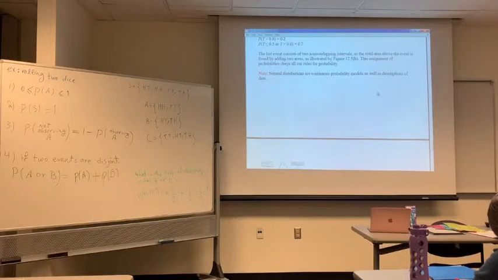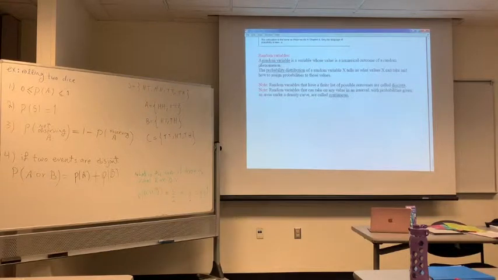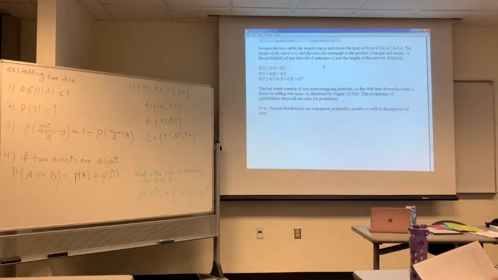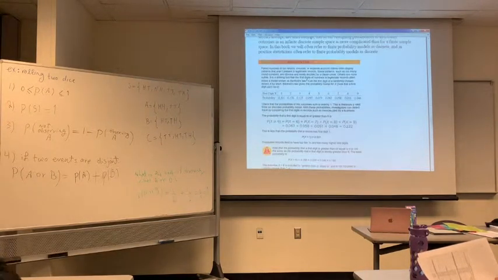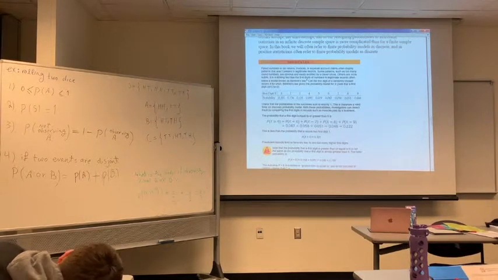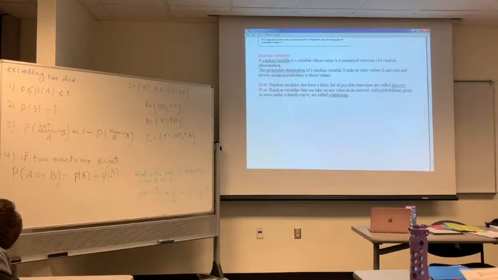We have almost talked about everything in this chapter. Now look at the random variable. A random variable is a variable whose value is a numerical outcome of a random phenomenon. The probability distribution of a random variable X tells us what values X can take and how to assign probability to these values. So this chart you saw here is a probability distribution, because for each of these digits you have a probability assigned. So all of this is a probability distribution according to this definition. Okay, any questions?